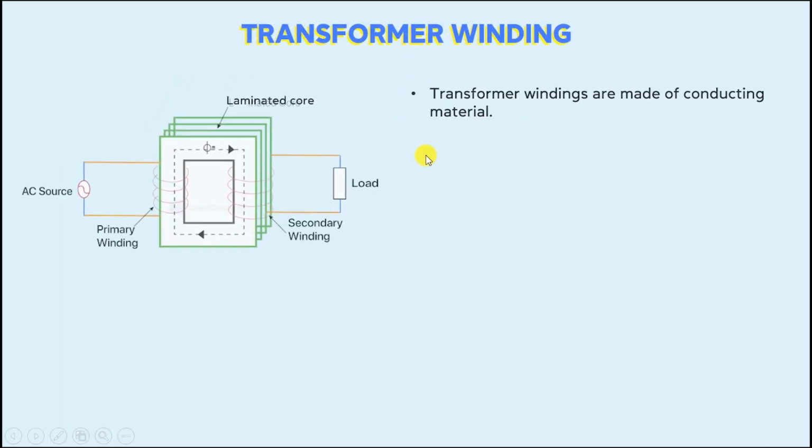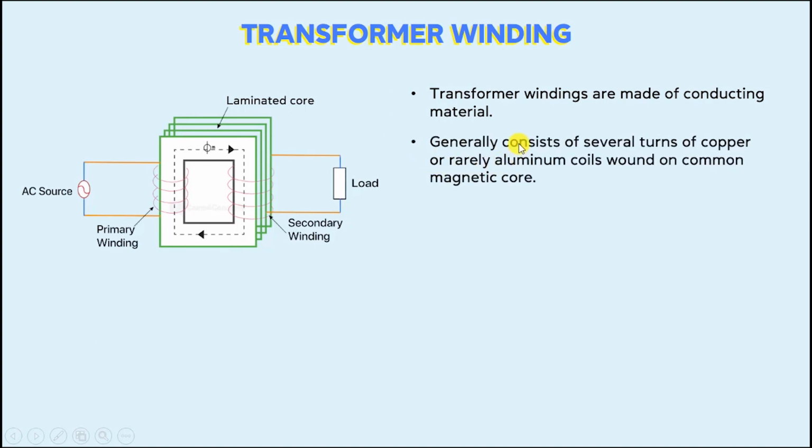The next part is the transformer winding. Transformer winding generally consists of several turns of copper or aluminum coils wound on a common magnetic core. These are the turns of coils which are wound on a common magnetic core. It can either be copper or aluminum wires. Each winding turn is isolated from each other by an insulating material.